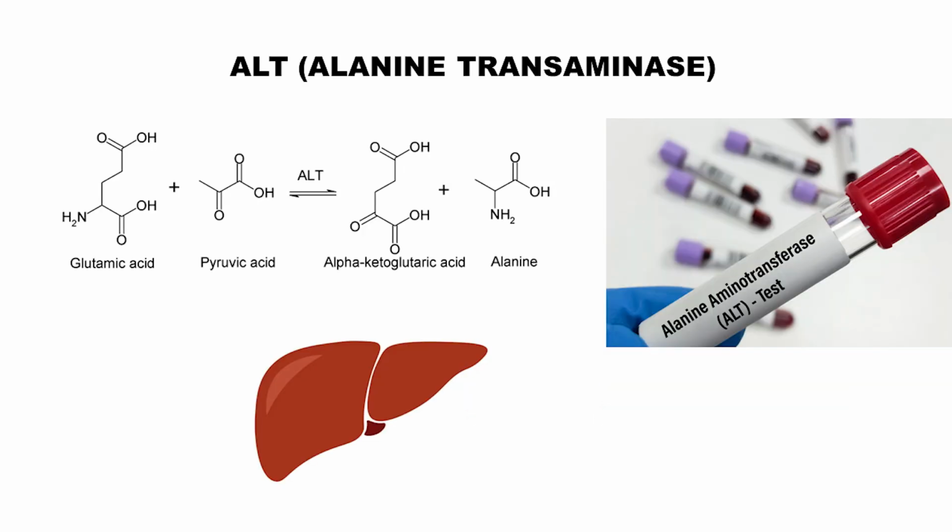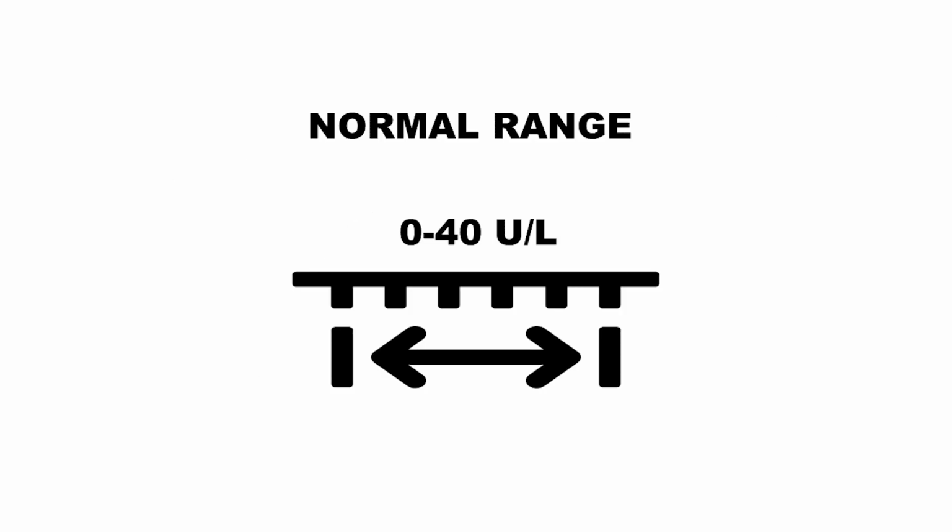Alanine aminotransferase is an enzyme primarily found within liver cells, hepatocytes. Its physiological role is to catalyze the transfer of an amino group from the amino acid alanine to alpha ketoglutarate, a key step in amino acid metabolism. The normal range of ALT is 0 to 40 units per liter.